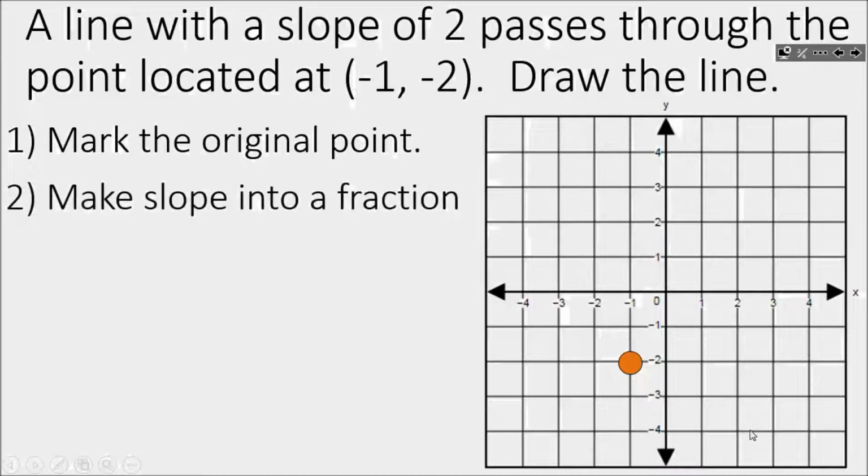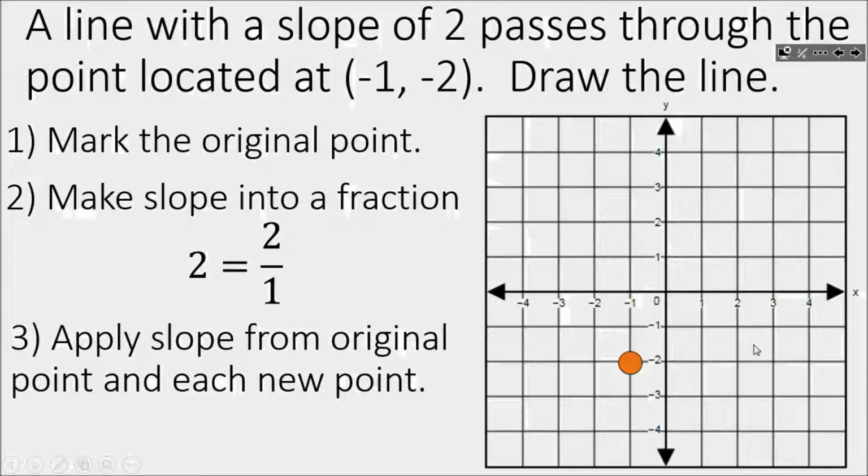After that, you're going to make your slope into a fraction. We're going to take our 2. That 2 as a fraction is considered as 2 over 1. And then we're going to apply the slope from our original point that we drew, and then we're going to apply it to every new point that we make.